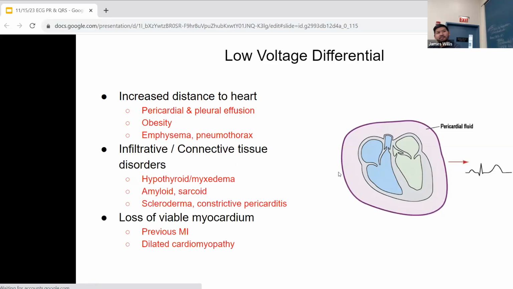Okay. So you guys pretty much hit a lot of these. Sometimes you forget, you can get it with emphysema and pneumothorax. Especially in the lateral leads, your lungs inflate and the leads are on the lateral side of your lungs. So that may cause low voltage.